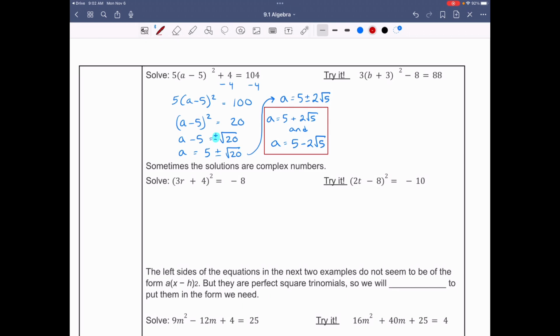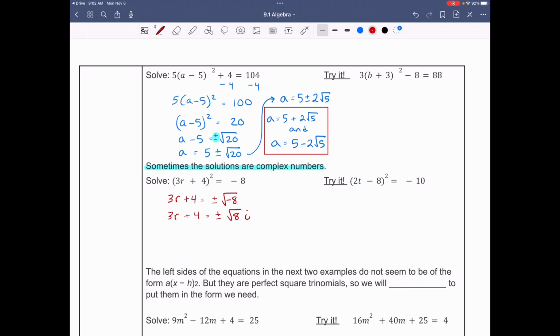Before we do the try it, I would like to do the next one, and note what it says. It says sometimes the solutions are complex numbers. In the last chapter we talked about complex numbers. So let's try this. We can take the square root of both sides, and we get 3r plus 4 is equal to plus or minus the square root of negative 8. But the square root of negative 8 is imaginary, so we're going to rewrite that as 3r plus 4 equals plus or minus the square root of 8 i.